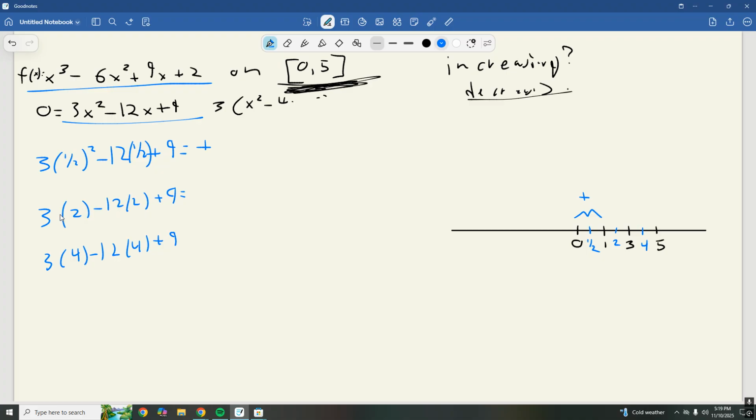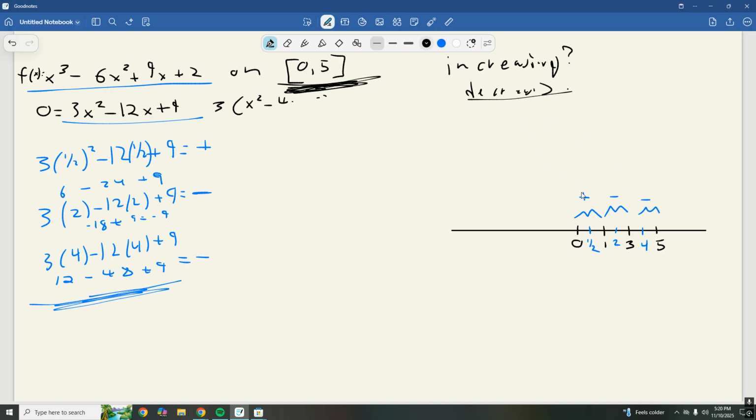This one right here is going to be 6 minus 24 plus 9. So 6 minus 24 is -18, plus 9 is -9. So this one's negative. So this section right here, negative. This section, 12 minus 48 plus 9 is another negative. See, I don't even have to compute this. I just know that this is going to be negative. So this is also a negative.